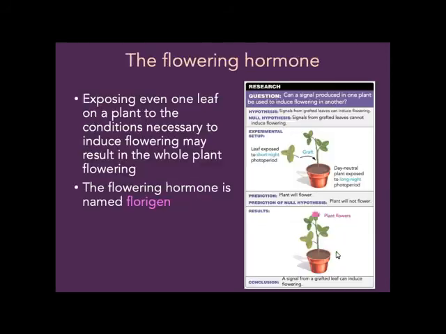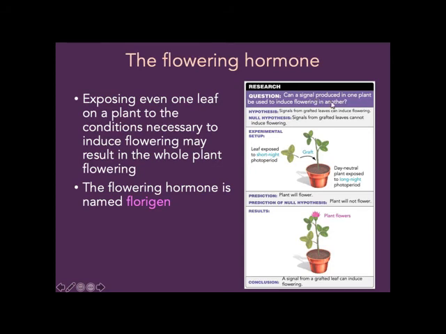Now we're moving on to the flowering hormone. This is a hormone that induces flowering. We know that if you expose even one leaf of a plant to the conditions necessary to induce flowering, the whole plant can flower. And we've named the flowering hormone florigen. You can tell through experiments that florigen can induce flowering.